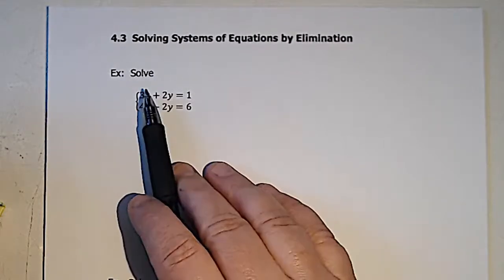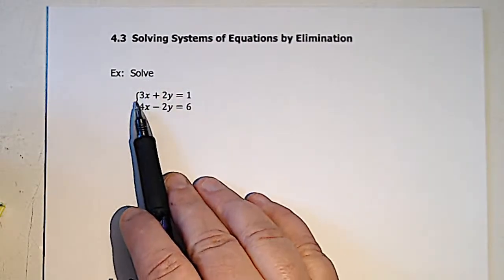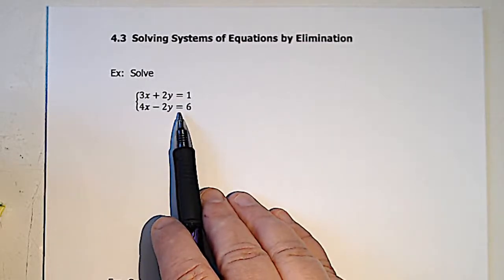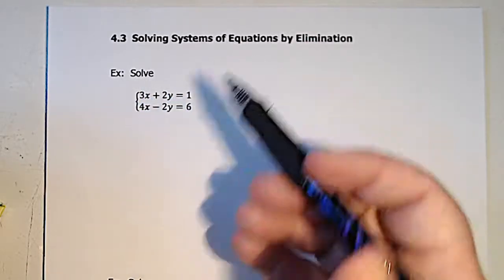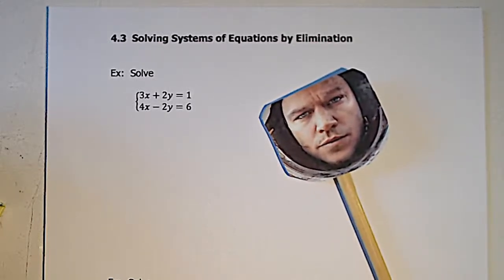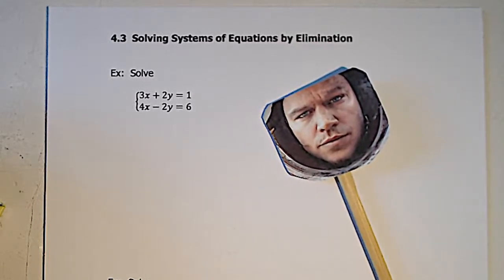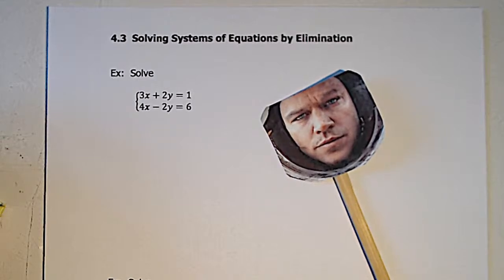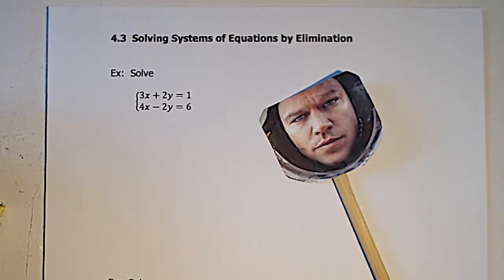So we're back to solving. We see we've got two equations. We've got that brace that tells us, okay, we need to solve these together. We need to figure out whether Matt Damon's going to make it off of Mars or not, and back home to make more movies where we have to save him from something else.